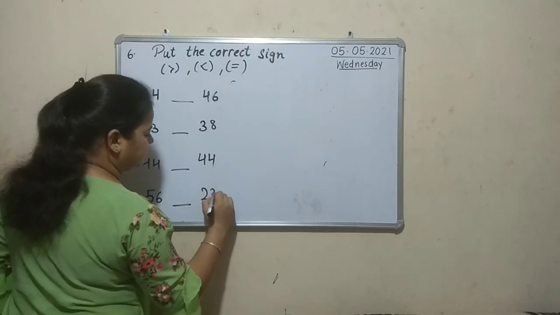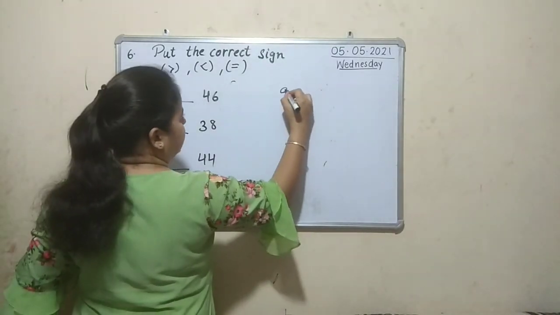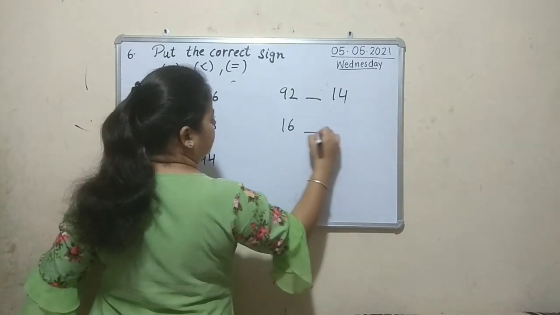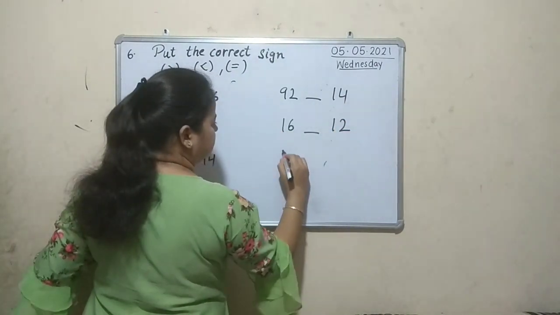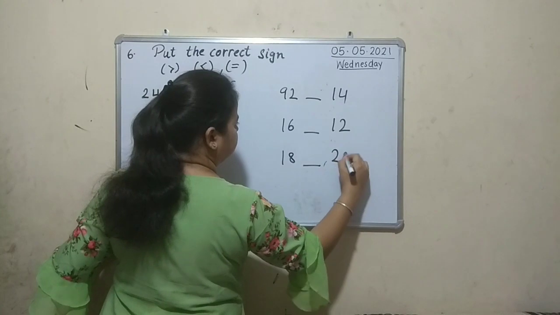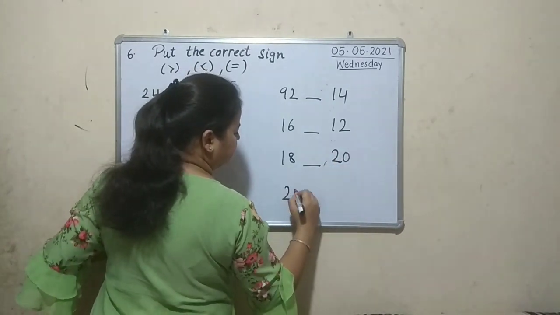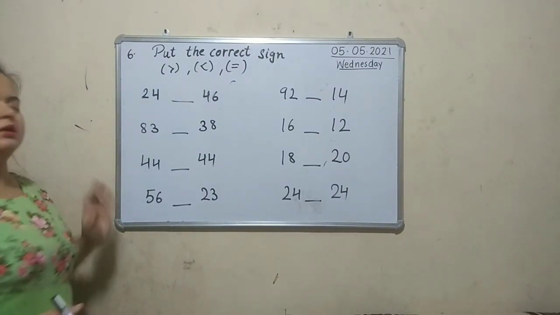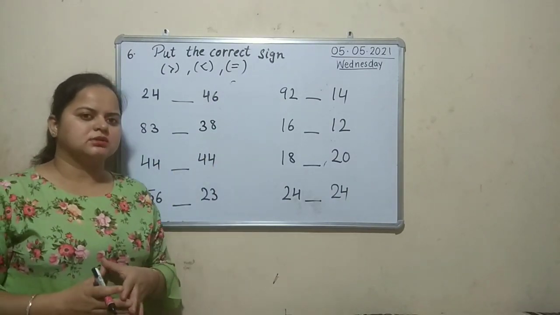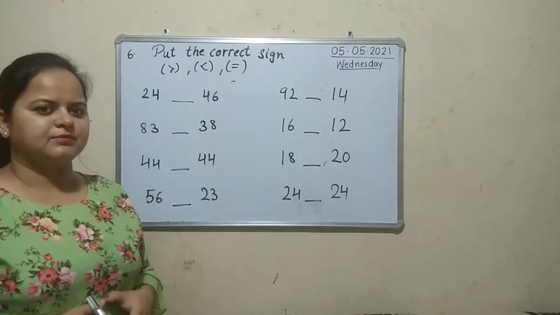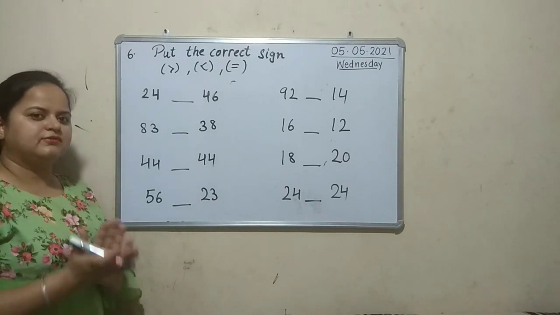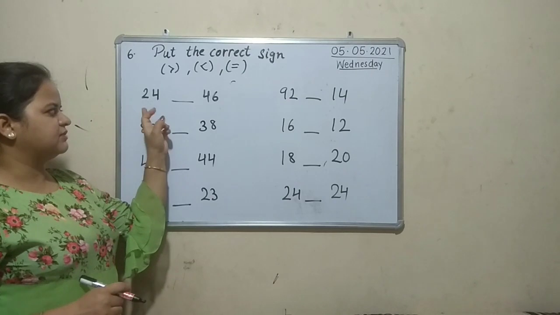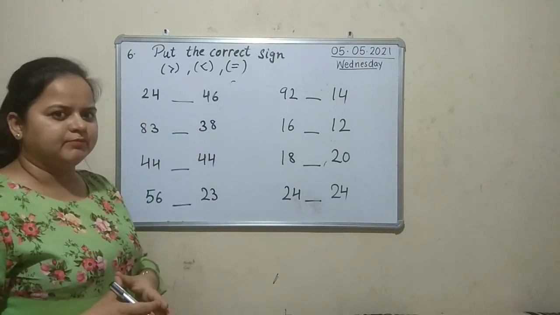56, 23, 92, 14, 16, 12, 18, 20, 24, 24. Write down in your notebooks. Hurry up. Very good. Done. Okay. So the first is 24 and 46.